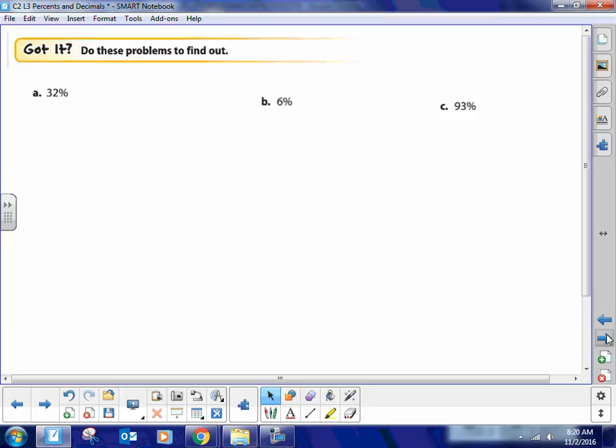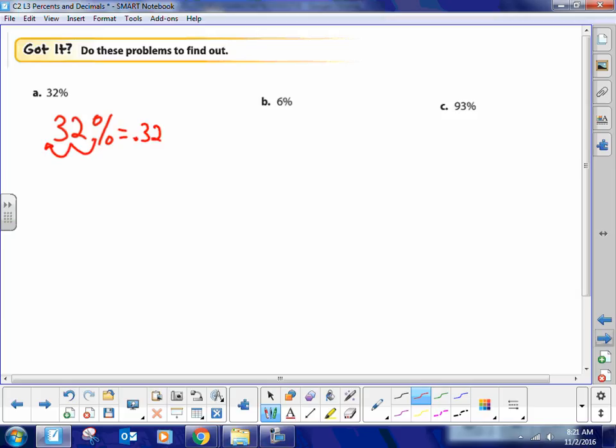Okay, let's try these. Why don't you go ahead and pause the video and see if you can try these three? They should not be very hard. Go ahead and pause. All right. Now remember, I'm doing method 2, which at 32%, there's a decimal right here. I'm going to move the decimal over 2 spaces.